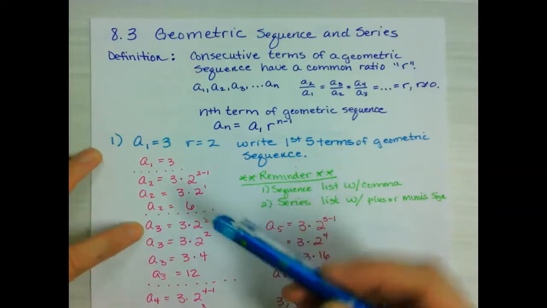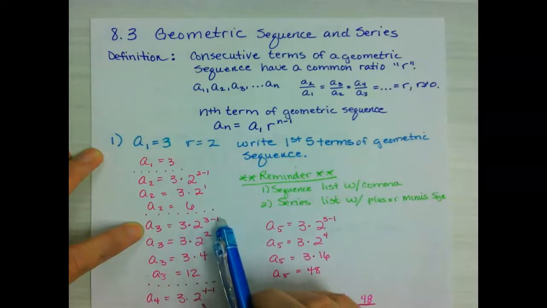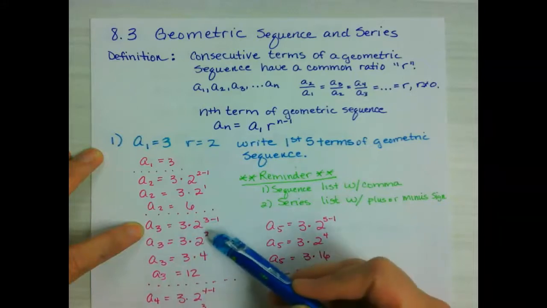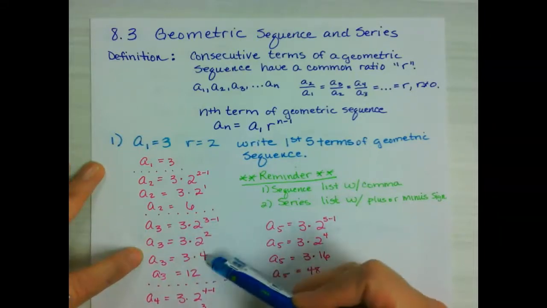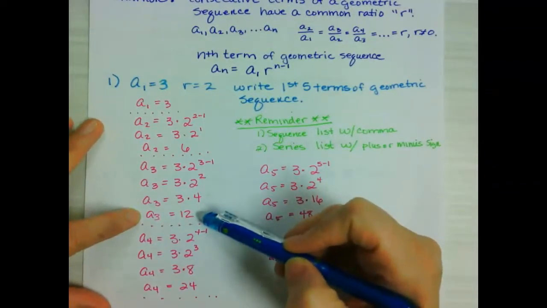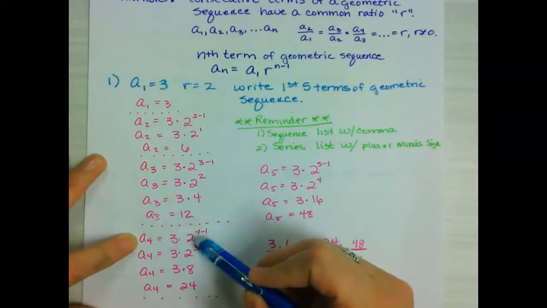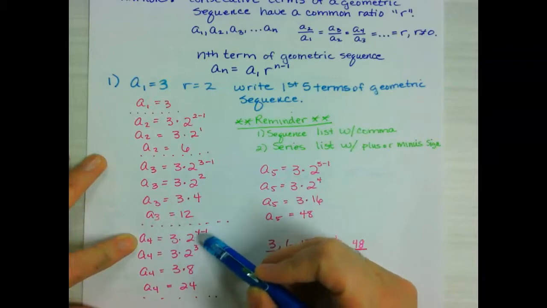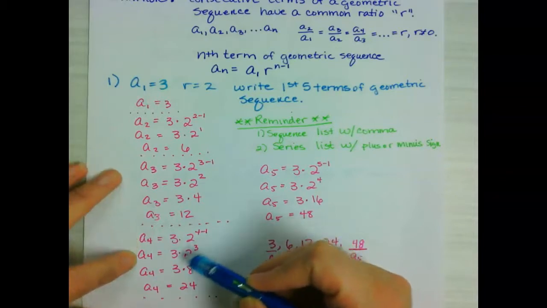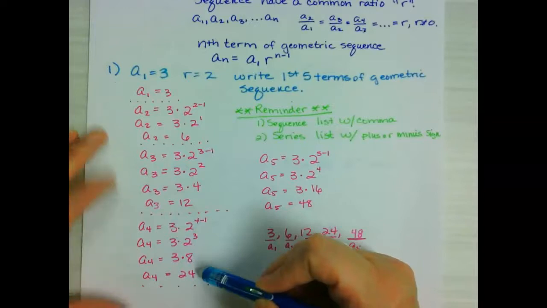Then to calculate the third term, it's the first term times the common ratio of 2. My n value is 3, so I'm going to do 3 minus 1, which is 2. So 2 to the second power is 4, and 3 times 4 gives me a sub 3 being 12. To find the fourth term, it's the first term times the common ratio of 2. The n is 4, so I'm going to say 4 minus 1, which is 3. Then 2 to the third power is 8, times the 3, which was the first term, and 8 times 3 is 24. So now we have 4 of our terms.